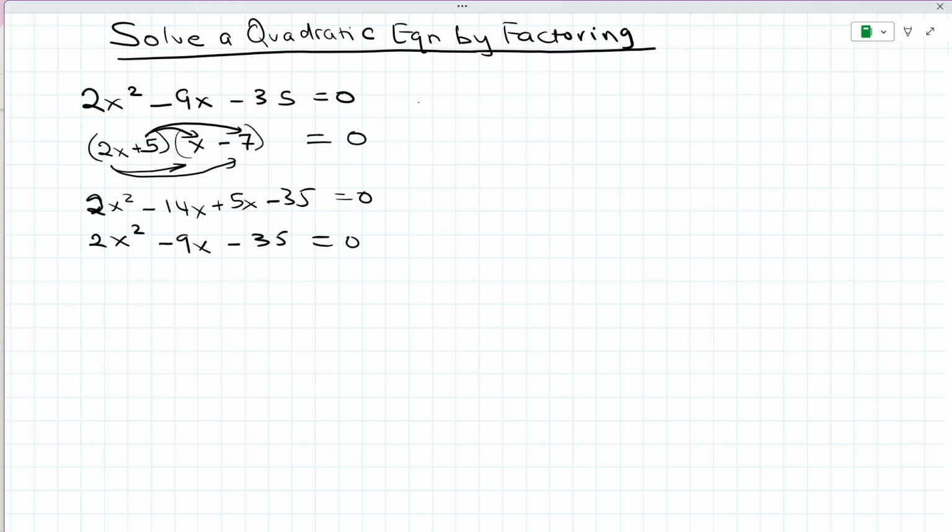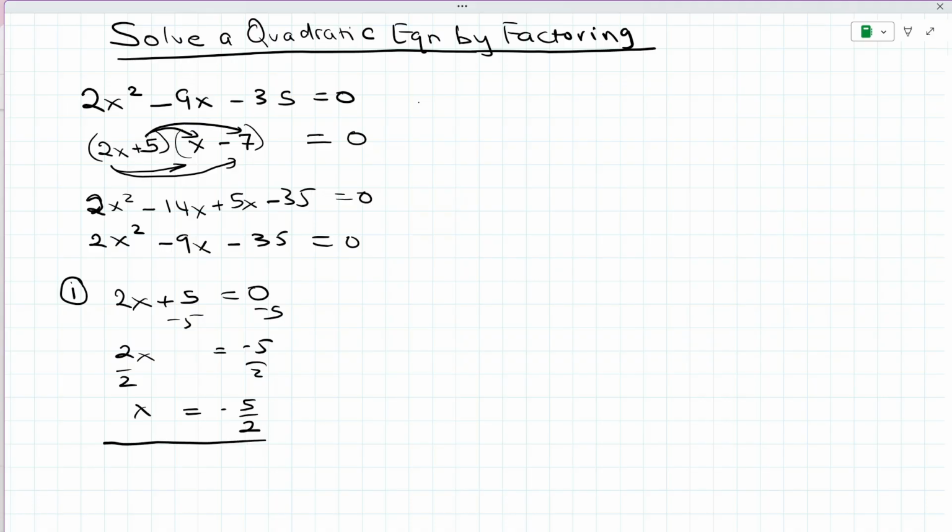So then that means we need to look at our two parentheses to solve for x. So we have the first parenthesis, that's 2x plus 5 should equal 0. So subtract 5 from both sides, 2x will equal minus 5. And then divide by 2, x will equal minus 5 over 2, or minus 2.5.